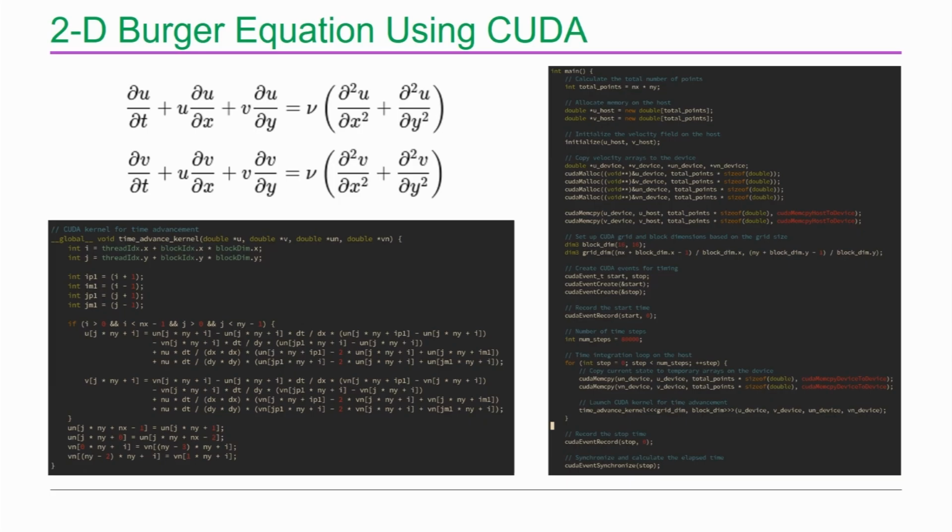So we are using CUDA here to solve a 2D Burgers equation that contains the temporal term, two convective terms, and two diffusive terms. We are using finite differences to solve this. The convective term is solved with forward differencing in space, and the diffusive term uses central differencing. We are using the CUDA grid, which consists of blocks, and each block has 16 by 16 threads.